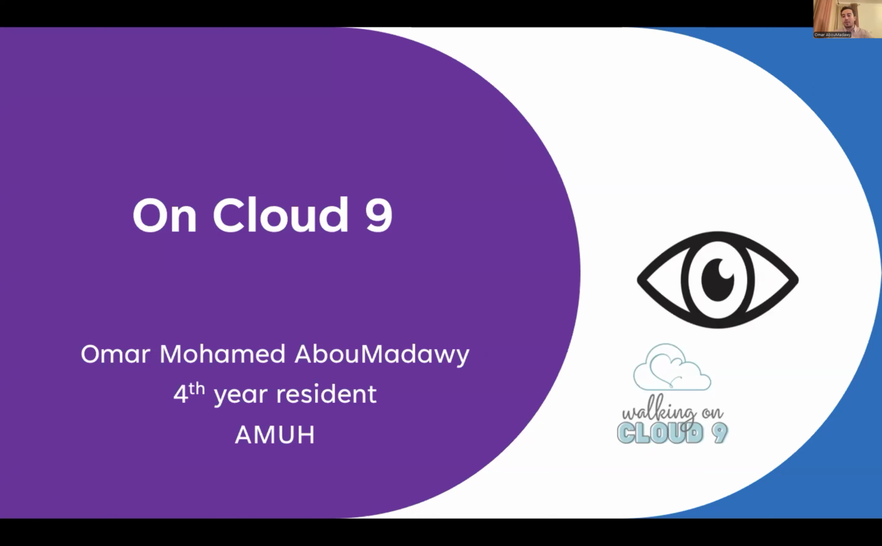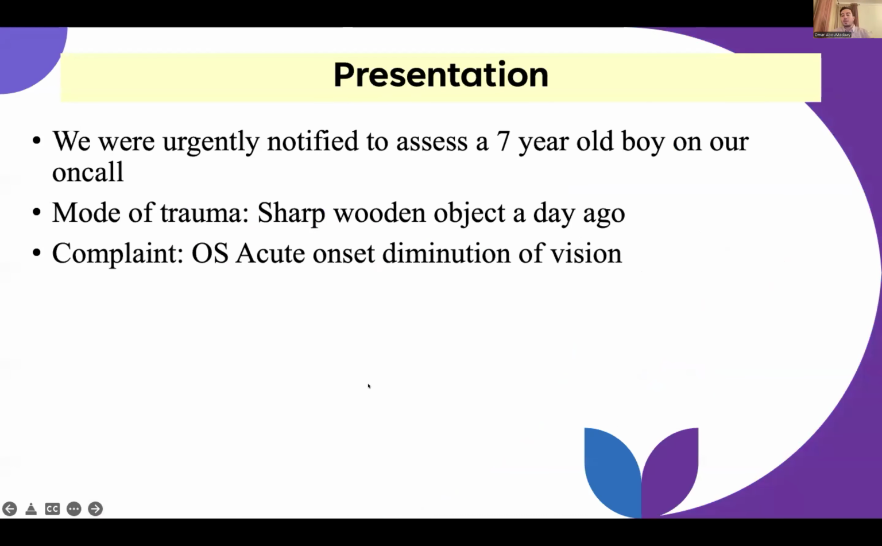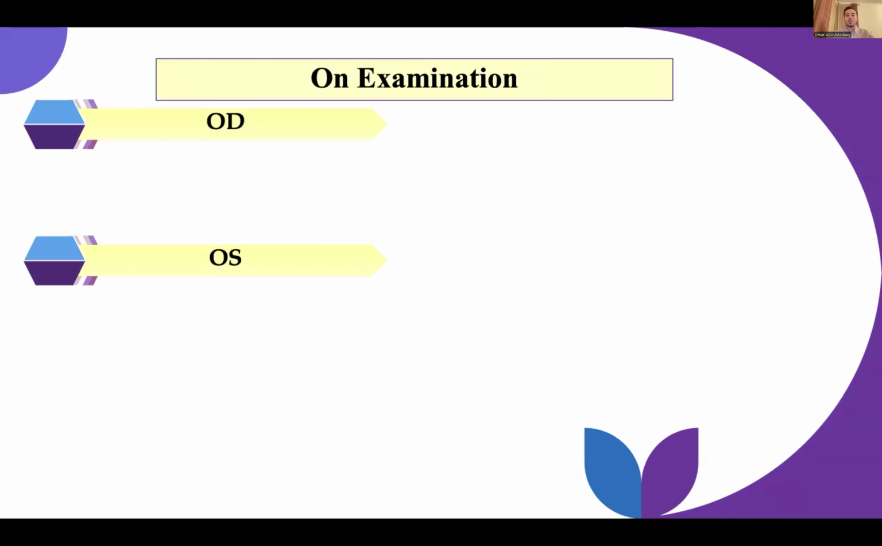My name is Omar Muhammad Abu Madawi. I'm a fourth-year resident in Alexandria Main University Hospital back in Egypt. And today I will be talking about a case where, in one of our calls, we were urgently notified to assess a 7-year-old boy who had been hit by a sharp wooden object in the previous 24 hours, and he has been complaining of acute onset diminution of vision in his left eye since that moment.